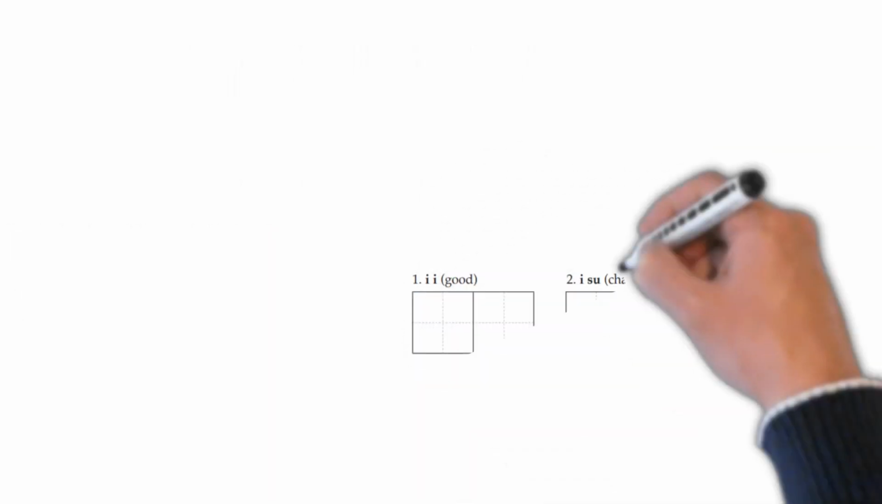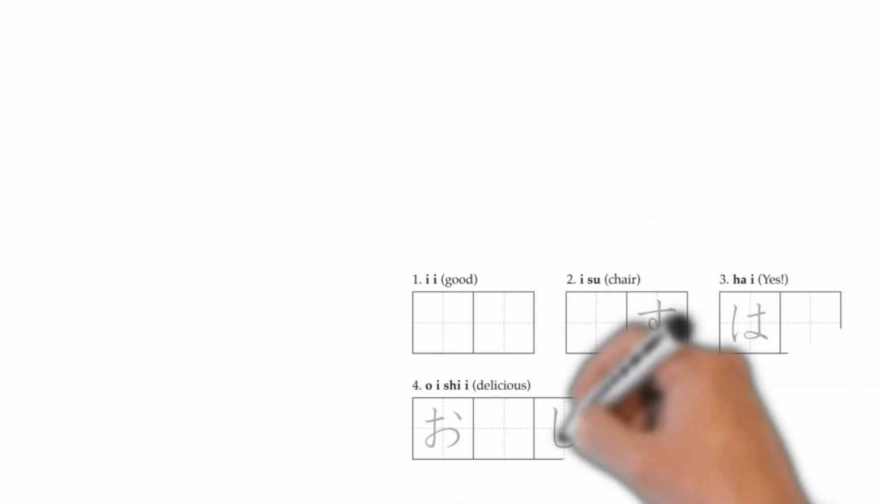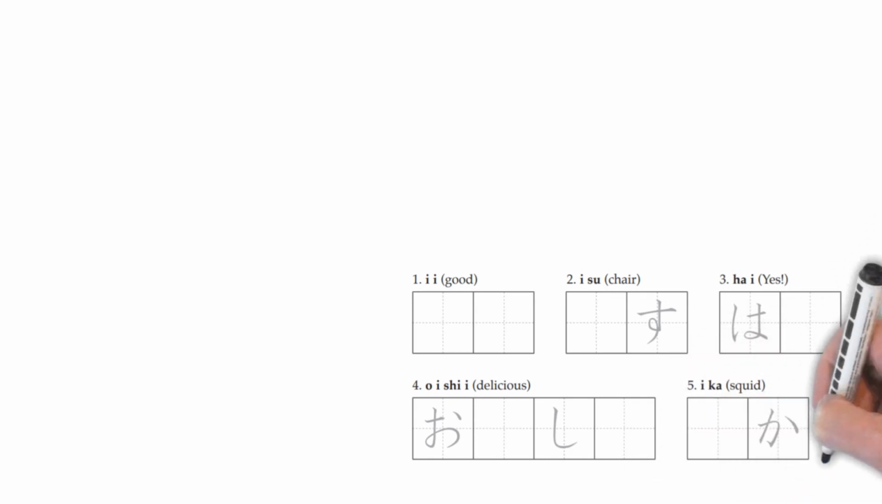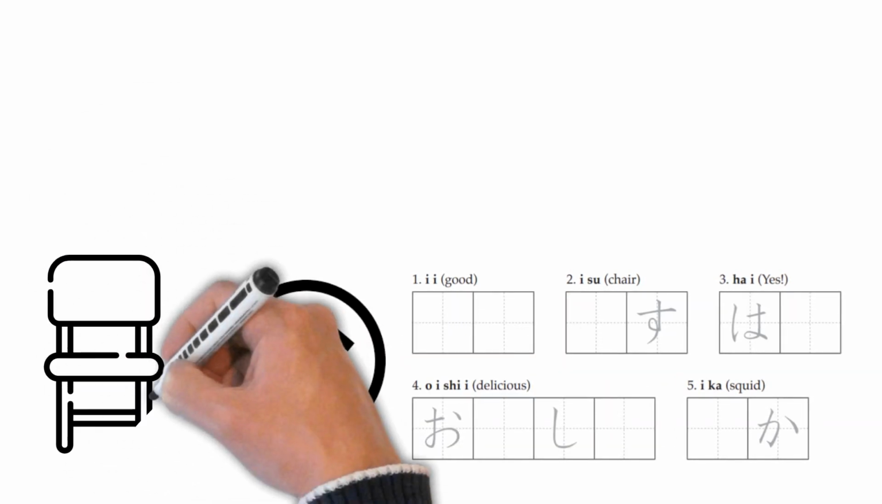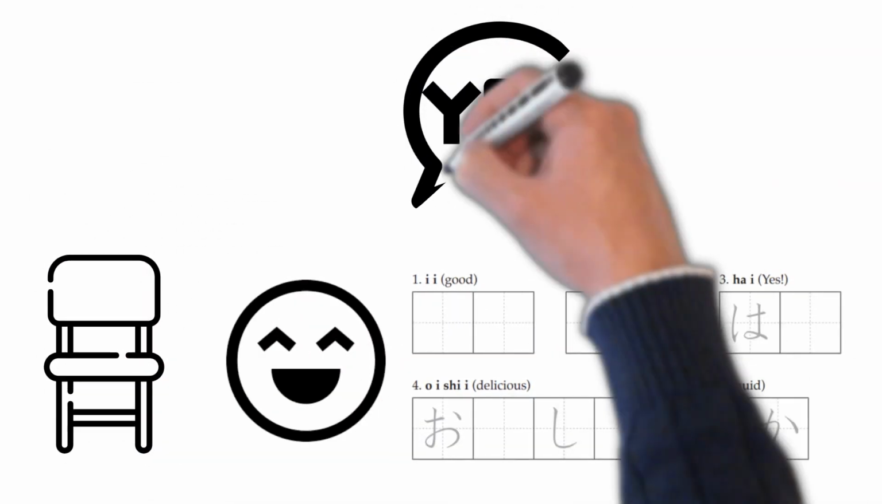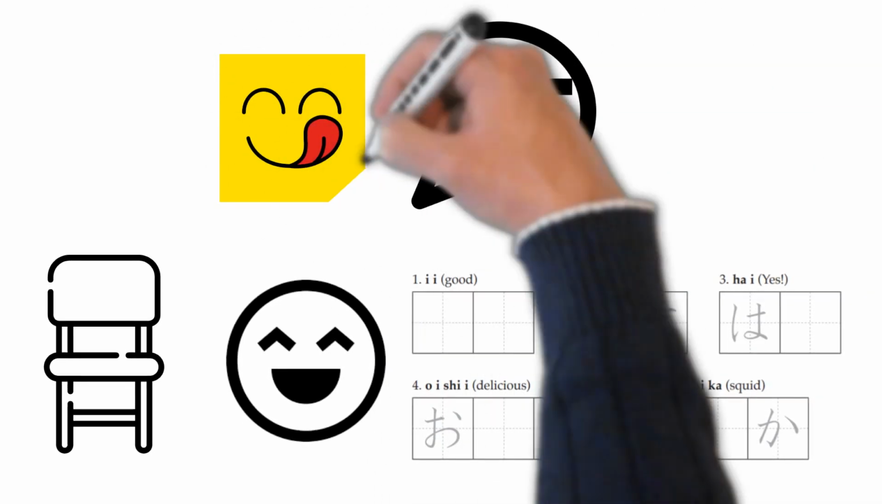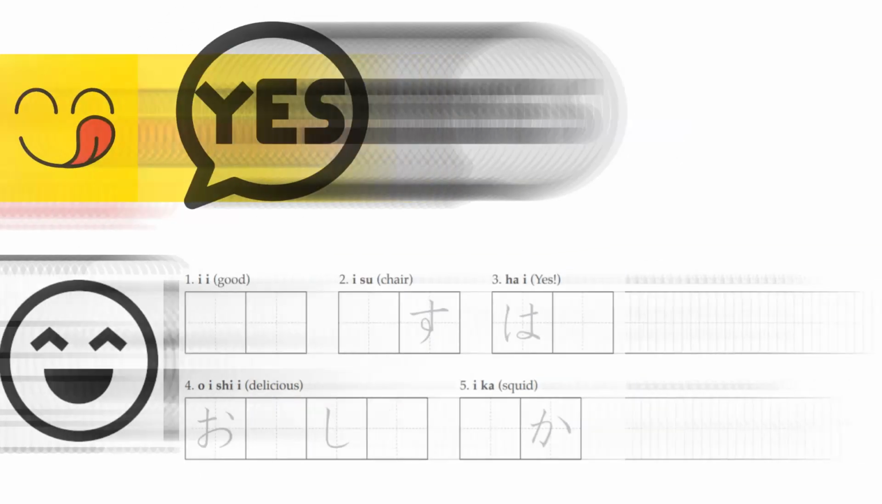So let's take a look at how to write the following words. Let's make them in a word series now. Let's have our first word: ii, for good, like ii desu ka? Then next we have isu for chair, and then hai, the polite form of yes. Then oishii, and iku for go.